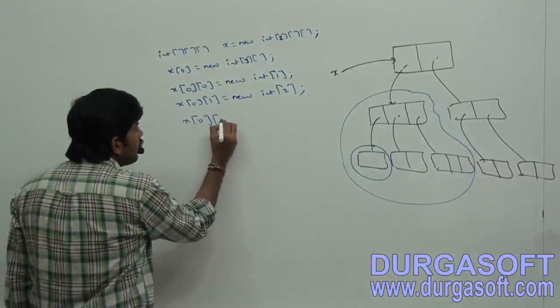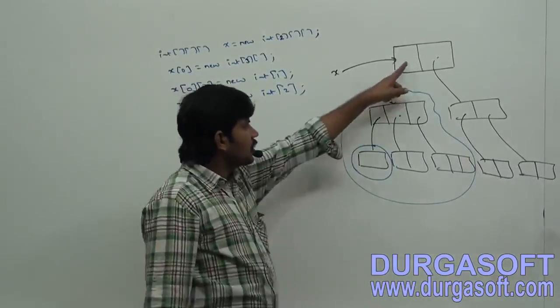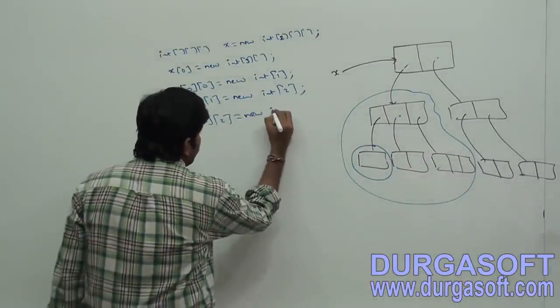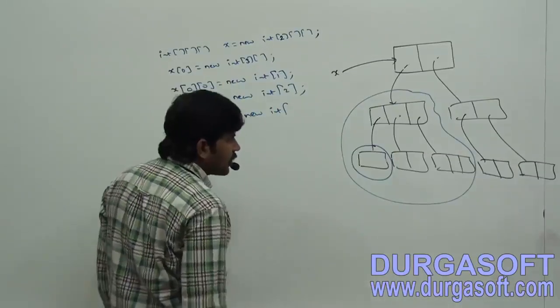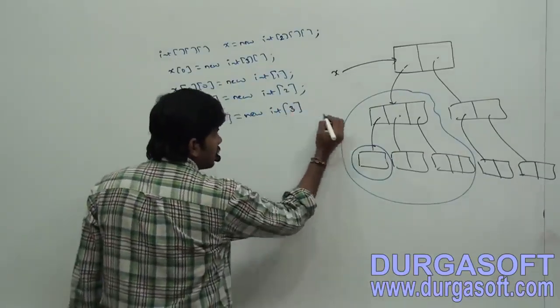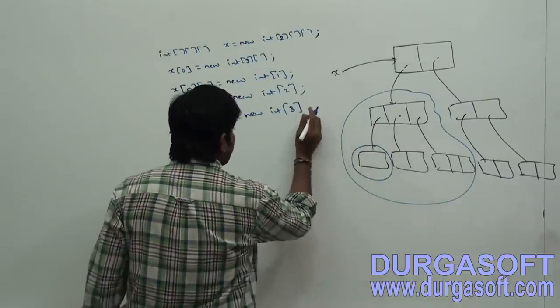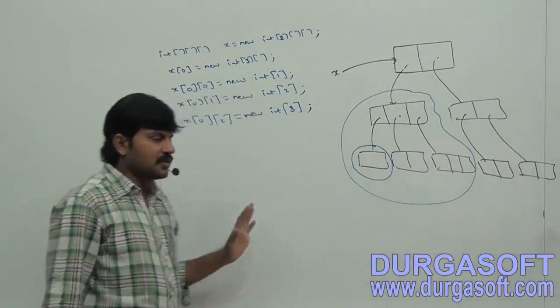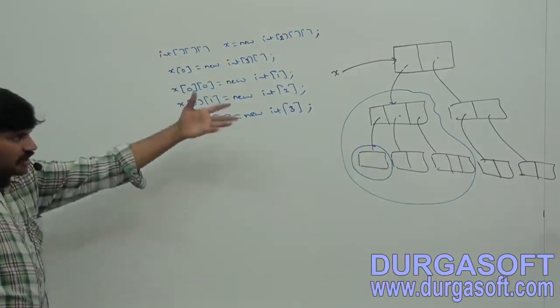X of 0, 2. X of 0, 2 is nothing but new int array. New int array of what? 3. New int array of 3. That's all. Are you getting? New int array of 3. Like that's it. So this total first wing completed.